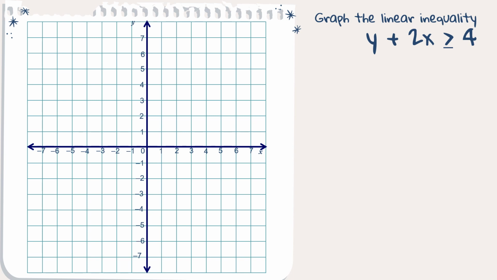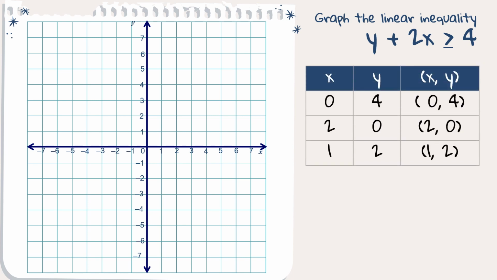So we have the points on our table of values: (0, 4), (2, 0), and (1, 2). So let us plot the following points. We have (0, 4). We also have (2, 0). And we have (1, 2). So we are going to connect the three points.